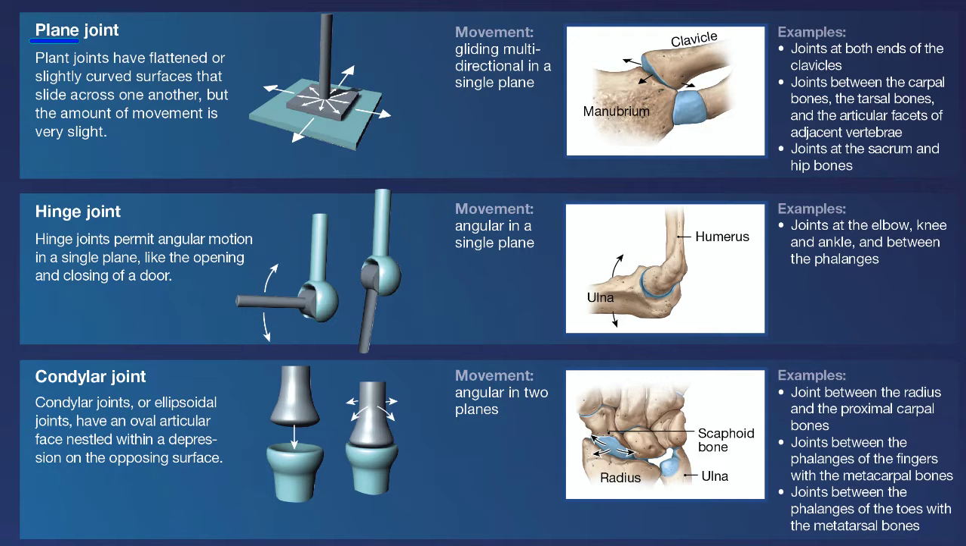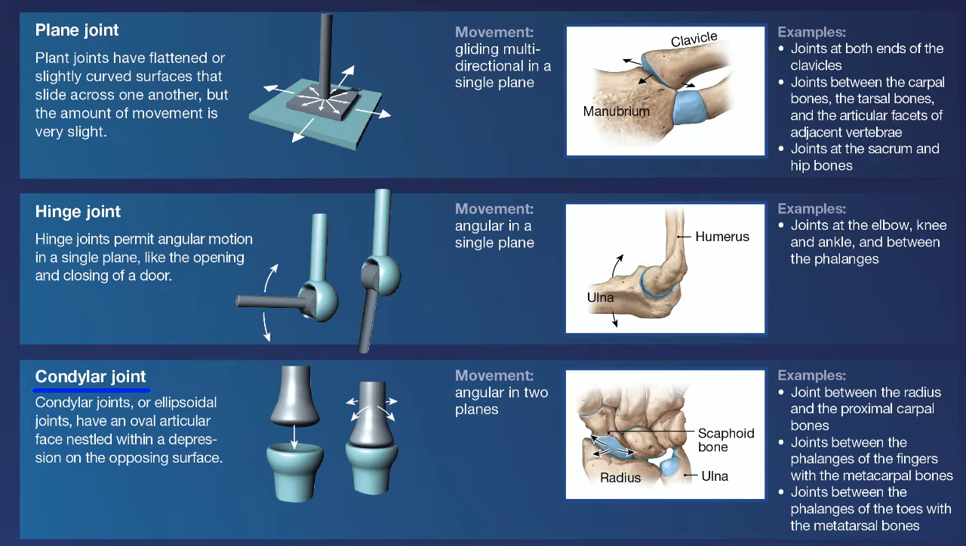In plane joints, the bones' flattened surfaces glide across each other in a single plane. Think of your sternoclavicular joint, where the ends of the sternal manubrium slide back and forth with the clavicle, allowing only subtle movement. Hinge joints, as in your elbows and knees, allow angular movement in one plane, much like the way a door opens and closes.